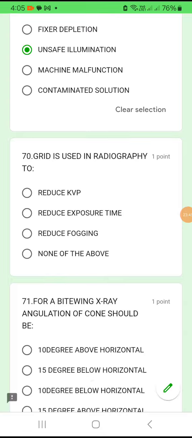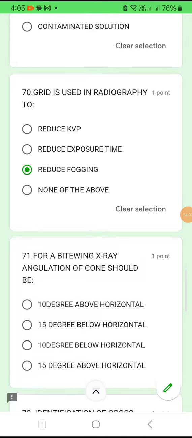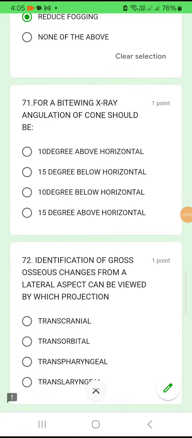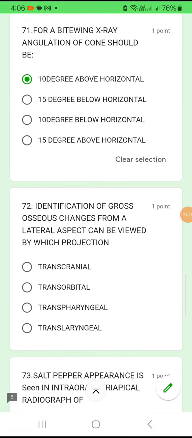Question number 70. Grid is used in radiography to reduce KVP or reduce the exposure time, to reduce fogging or none of the above. Grid is used in 80:10 ratio. We saw in model paper 2. It is done to reduce the fogging. Okay, grid is used to reduce the fogging. Question number 71. For a bite wing X-ray, angulation of cone should be, okay, so for a bite wing, the 10 degree above horizontal level. So the focus should be 10 degree above the horizontal level.